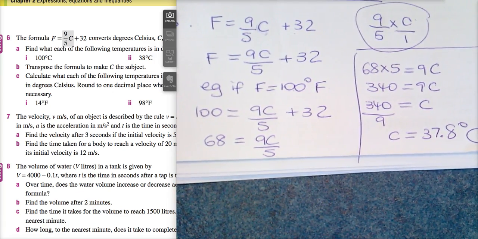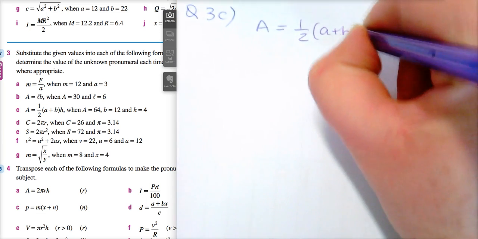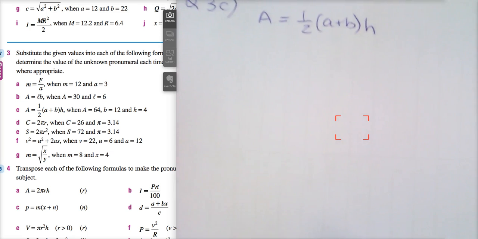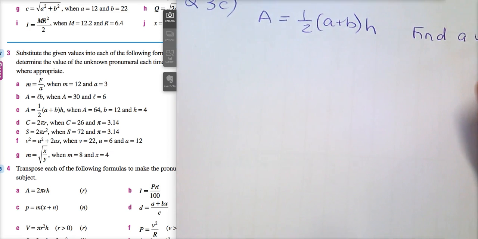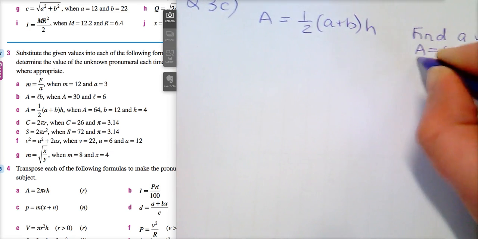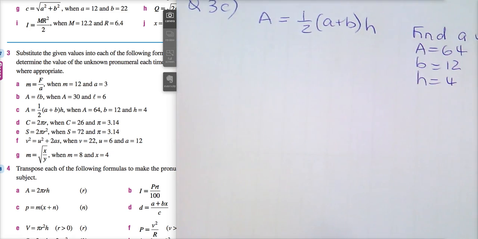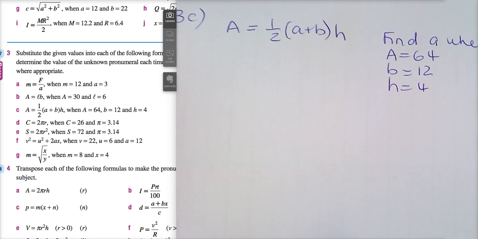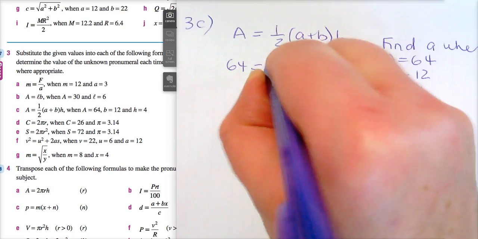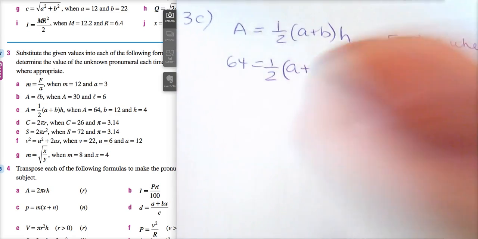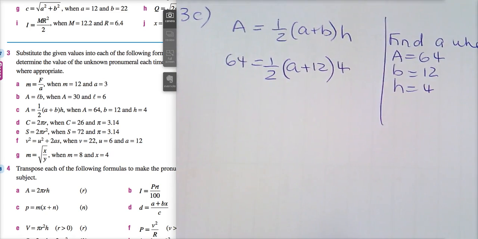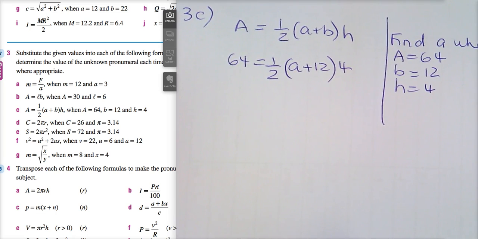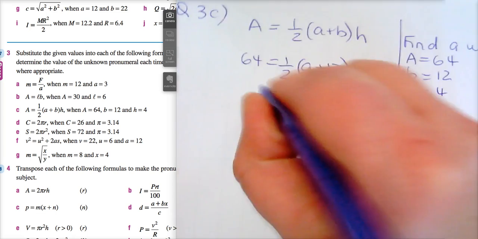Get the idea? Is A equals a half bracket A plus B bracket H? You should know that formula. What's the formula? Find A when capital A is 64, B is 12, H is 4. Off you go. Have a go. So capital A is 64 equals a half bracket, A we don't know, plus B is 12, H is 4. Actually, this is a good one to do. What are you going to do first? Tell me what this all means. I'm going to write this out.